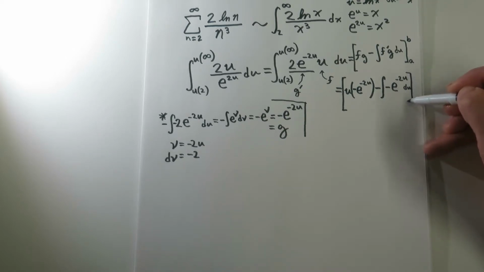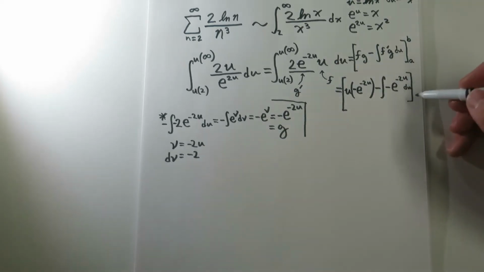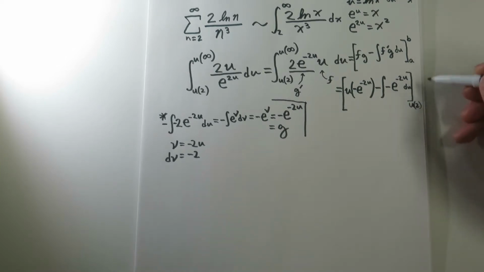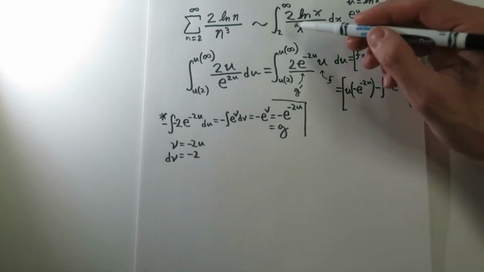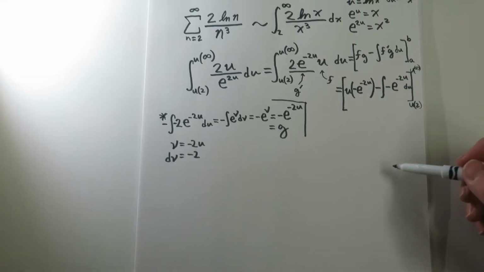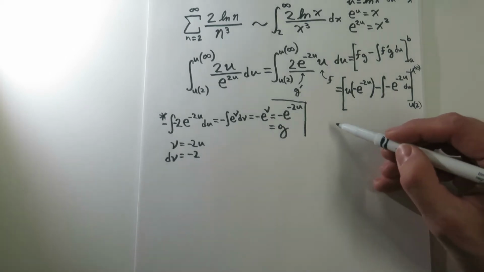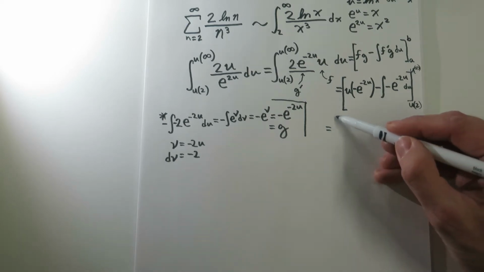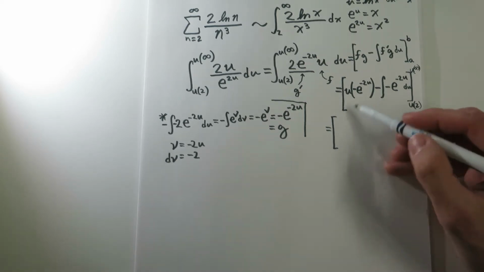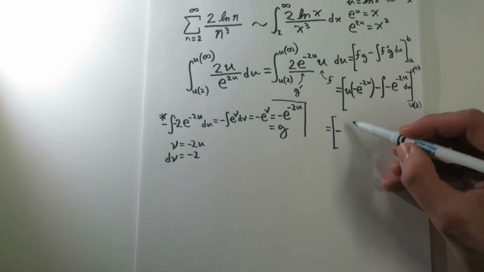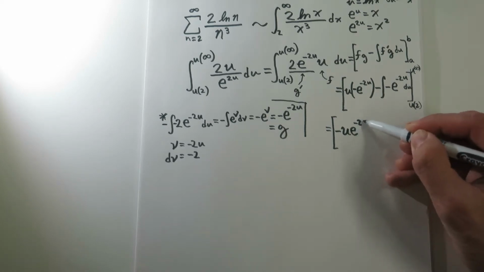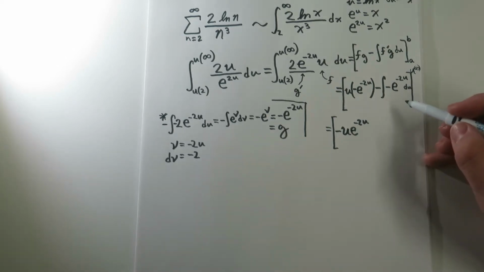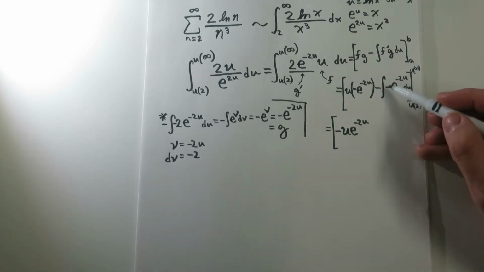We put that whole thing in brackets, and we said that we're going to evaluate this from u of 2 to u of infinity. And we'll go back to our original upper and lower bound and do that at the end. So let's clean this up a little bit here. Here we have this equals, we can just bring the negative out front, negative u e to the negative 2u, and minus a negative is a positive.